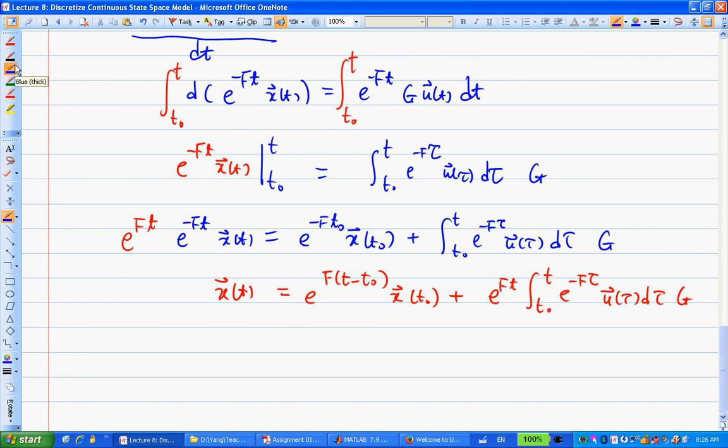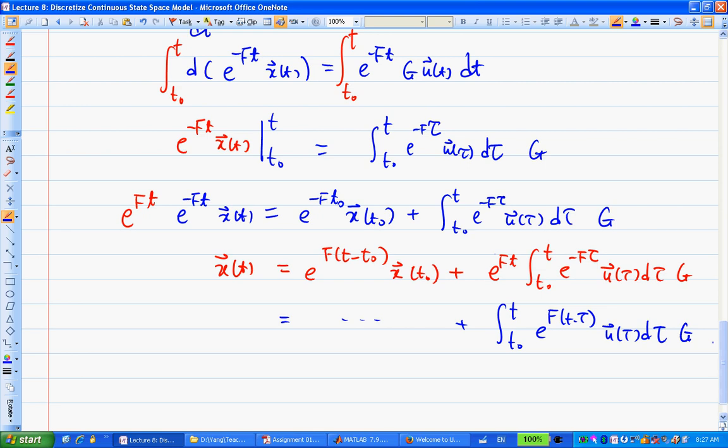There's one more step you can simplify. This is e to the power of F t here, and this integral is about tau. So we can move this term into the integral and combine them together, because with regard to this integral, it can be treated as a constant. So it's this term plus the integral of e to the power of F, t minus tau, u of tau, d tau, and g. This is one of the reasons we changed t to tau first, so we have less confusion. Good. We got ourselves the solution of the state space equation, which is of first order, of course.